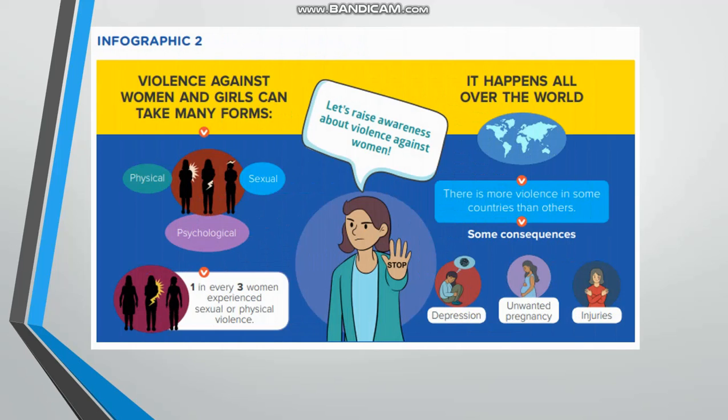Infographic 2. Let's raise awareness about violence against women. Violence against women and girls can take many forms: physical, sexual, or psychological. 1 in every 3 women experiences sexual or physical violence. It happens all over the world. There is more violence in some countries than others. Some consequences: depression, unwanted pregnancy, injuries.